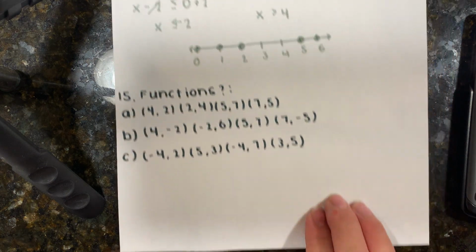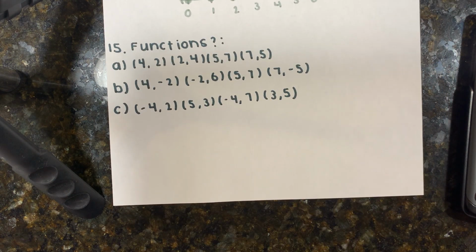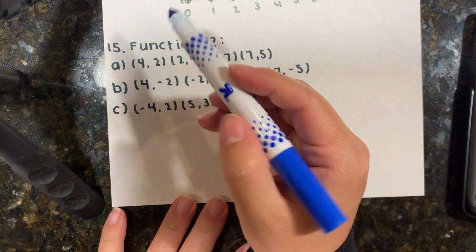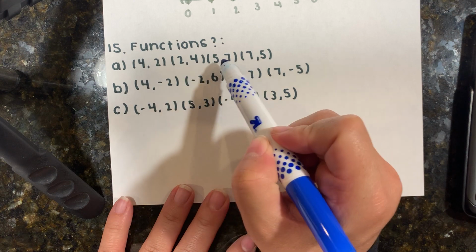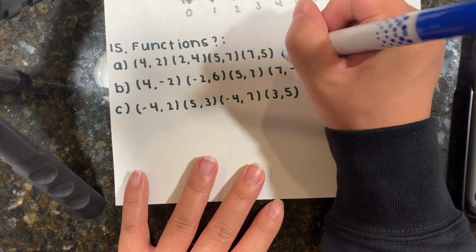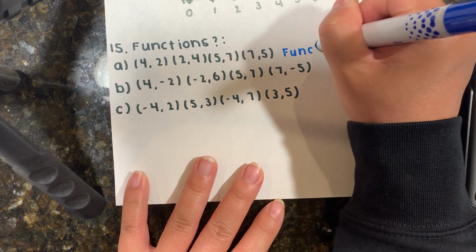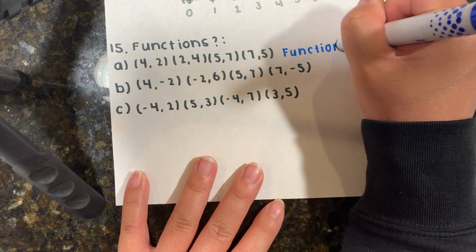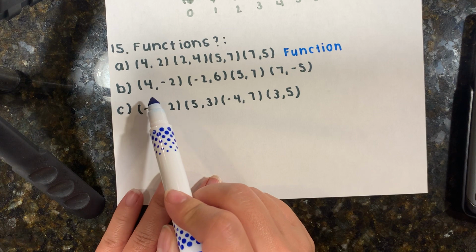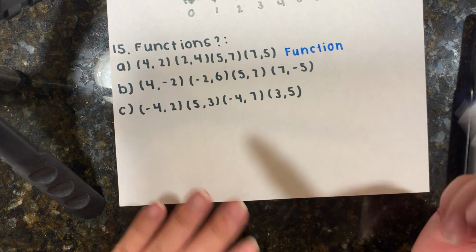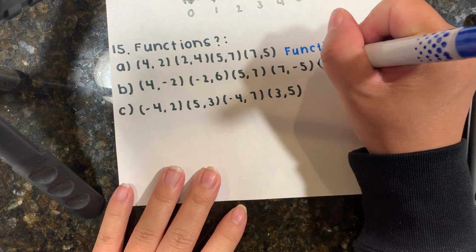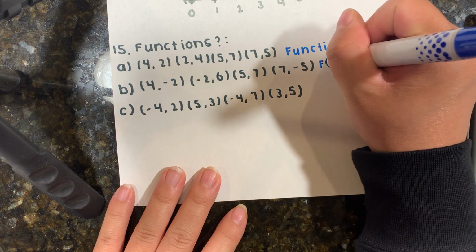Now for number 15, we have to test if these are functions. What I'm going to look for is to see if all of the x values are different. So for the first one, I have 4, 2, 5, and 7. All of them are different, so therefore a is a function. Now for b, I have 4, -2, 5, and 7. All of them are different again, so therefore this one is a function.